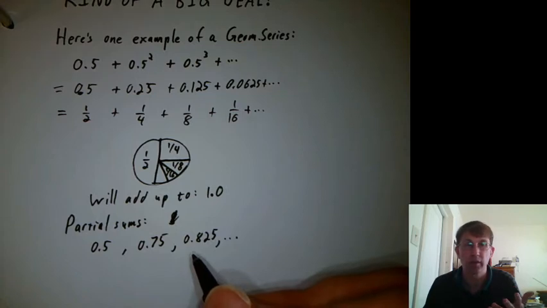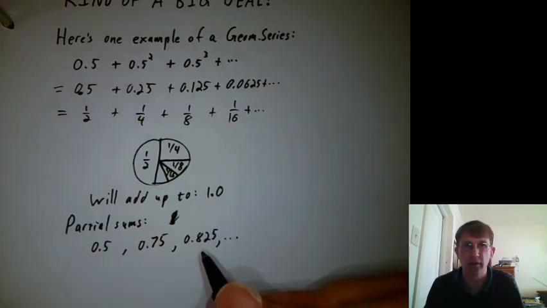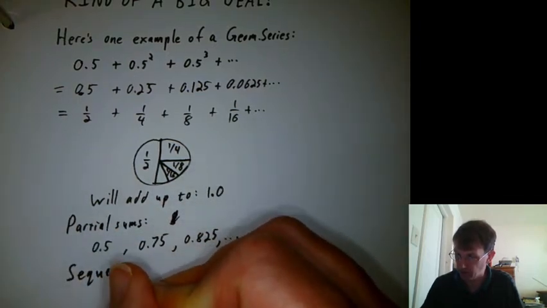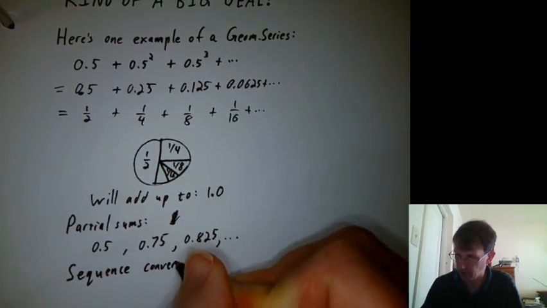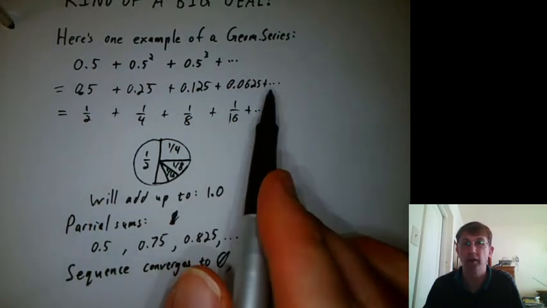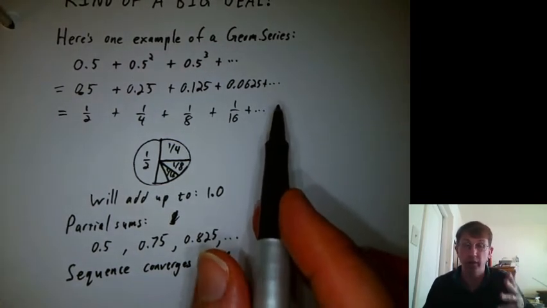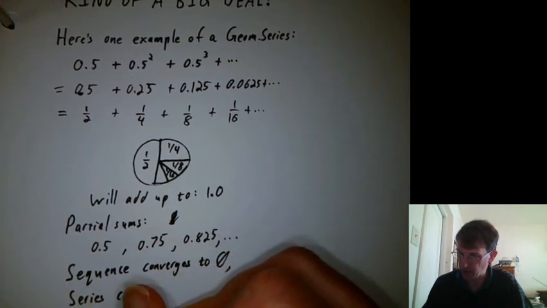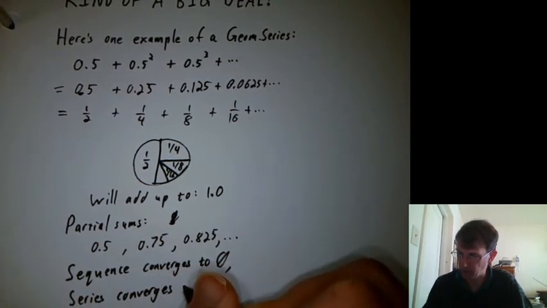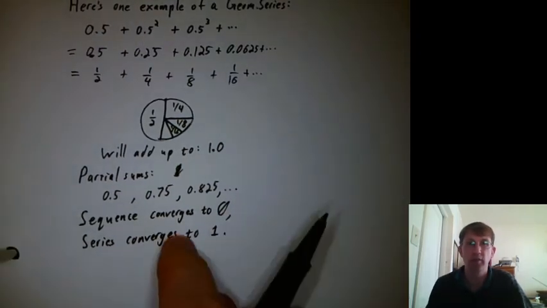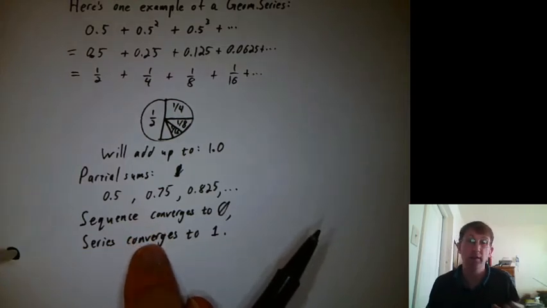So would we say this converges to 0 or converges to 1? Well, the sequence converges to 0. These individual terms are getting smaller and will end up, once you get to infinity, at 0, but the series converges to 1. So remember, there's that distinction between does the sequence converge, does the series converge? Here they both converge, but they converge to different values.